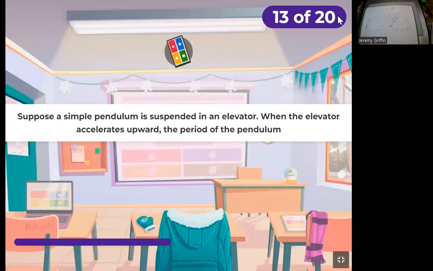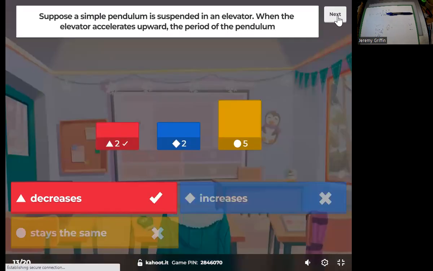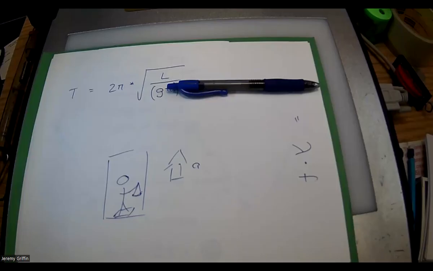Suppose a simple pendulum is suspended in an elevator. When the elevator accelerates upward, what happens to the time period? Ooh, a couple of you got that. Yeah, the time period would decrease. That's to say it's going to swing back and forth faster. Right, here, let me switch my screen over and point out why.